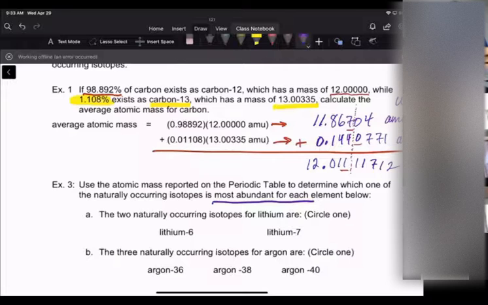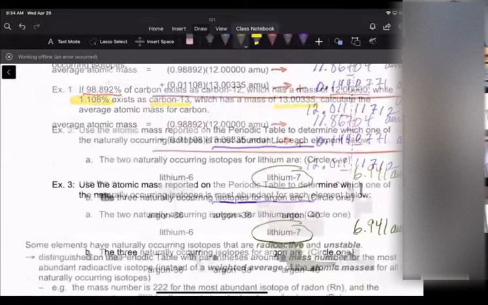Now lithium is over here in group 1, and it has an average mass of 6.941. There's only 2 naturally occurring isotopes. Which one is the most predominant? Yeah, this one is much closer to 7, so that's going to be the main isotope. Do you see how that works?